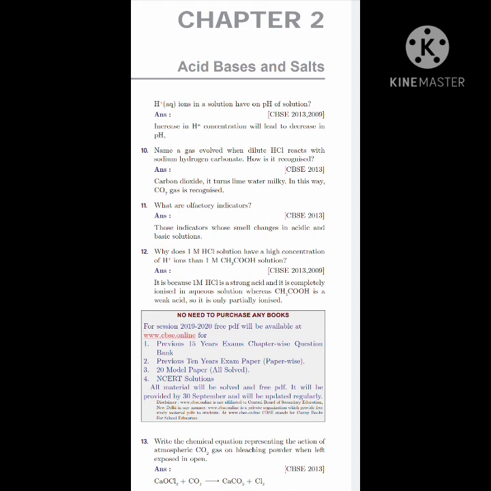So when lime water turns milky, we can recognize carbon dioxide gas there. And what are olfactory indicators? We discussed olfactory indicators in the control and coordination chapter, isn't it? Those indicators whose smell changes in acidic and basic solution are said to be olfactory indicators. For example, onion, clove, all these examples we learned, right?